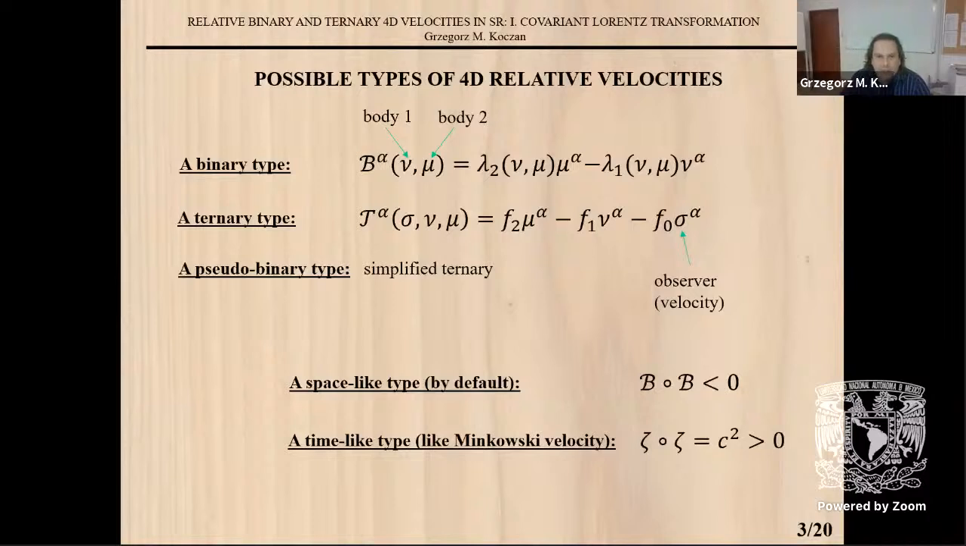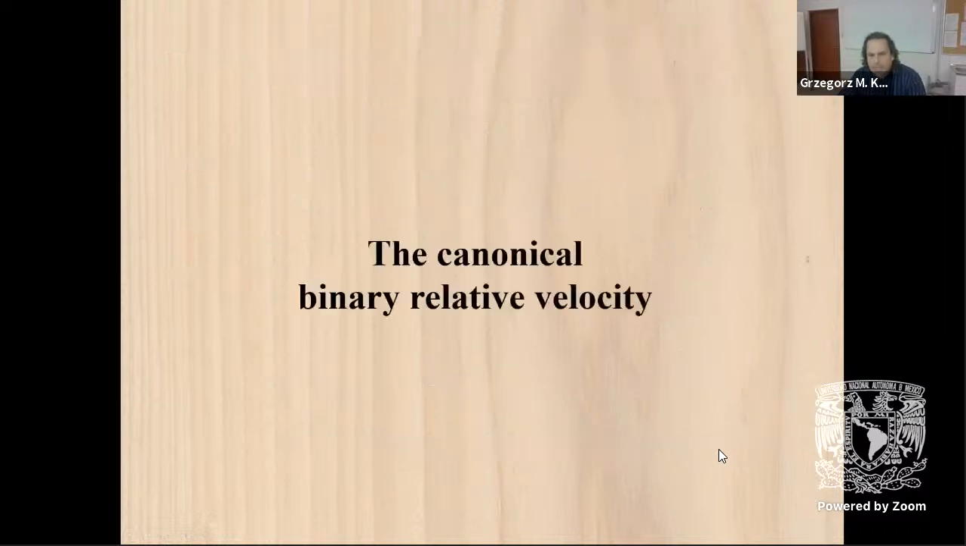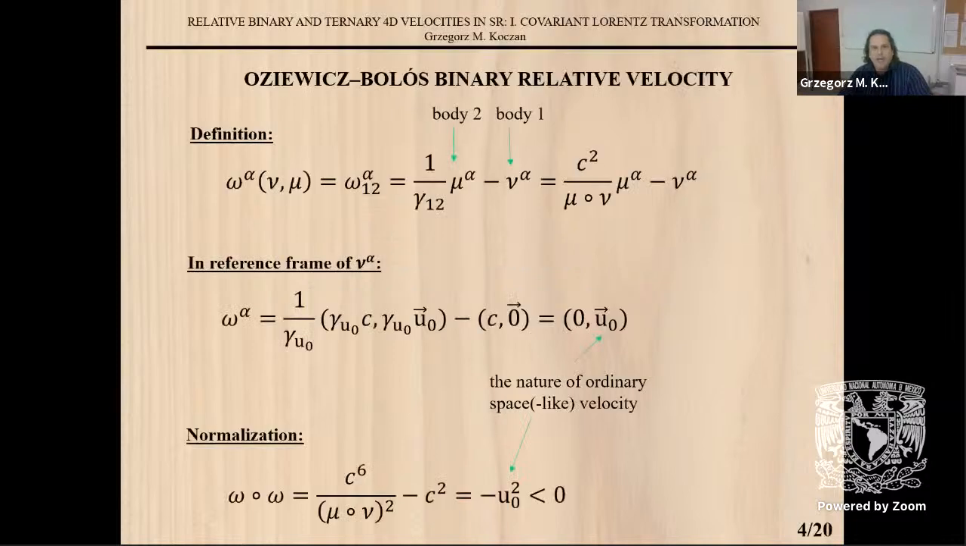If we can define something different, for example, simplified ternary, we can call it pseudo-binary type. Of course, relative velocity by default is a space-like vector, which square, b square, is less than 0, but there exists a time-like relative velocity, for example, zeta square higher than 0 and equal s square. Canonical binary relative velocity.